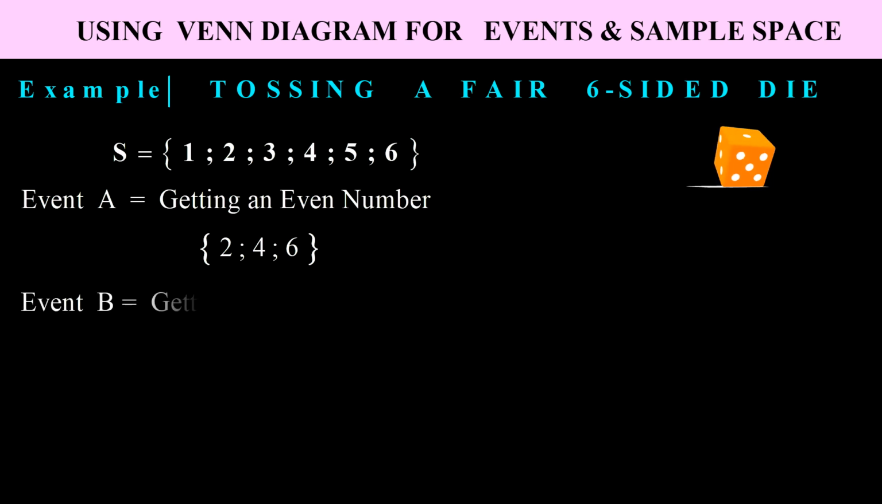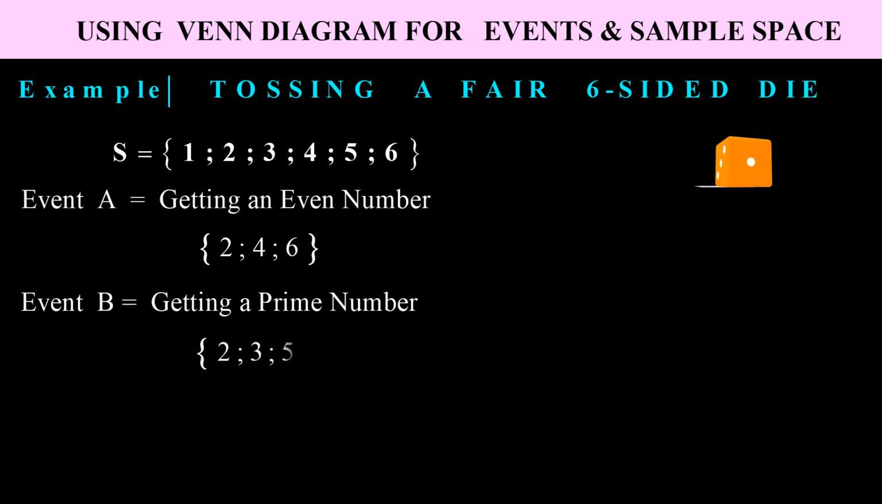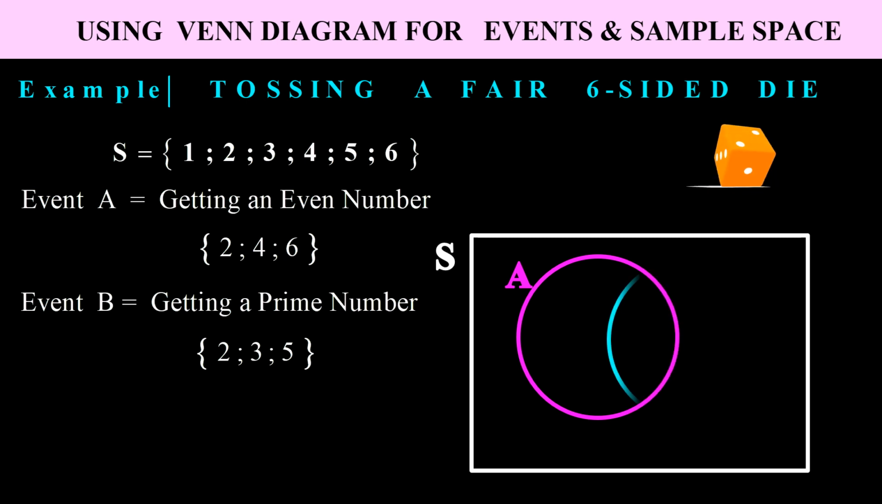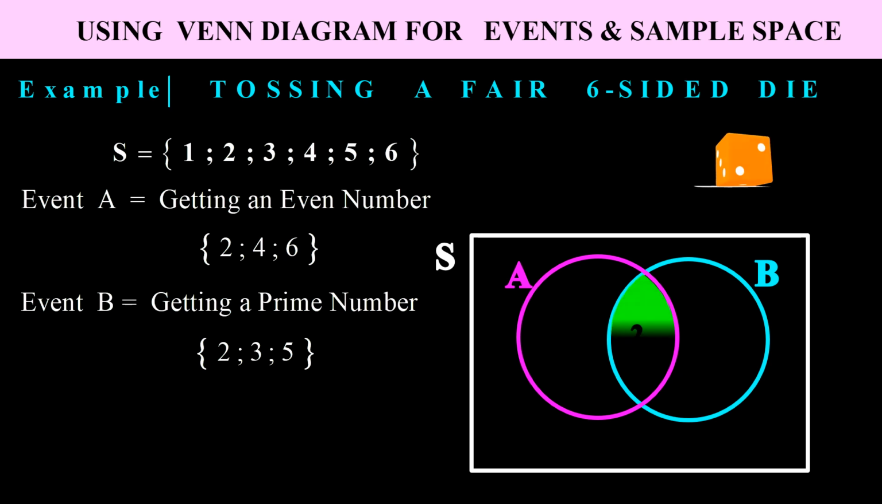And event B is getting a prime number. What's a prime number? The prime numbers we can get here are 2, 3, and 5. But what do you notice about the outcomes of those 2 events? That's correct, we've got a common outcome of 2. So if we represent A with that magenta circle, and we represent B with this aqua blue, the common 2 would be where they overlap, and that's where the outcome 2 would fit in there.